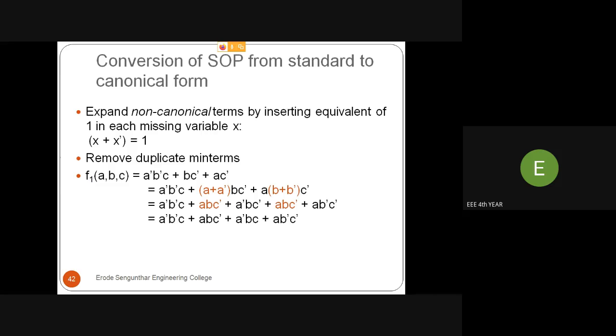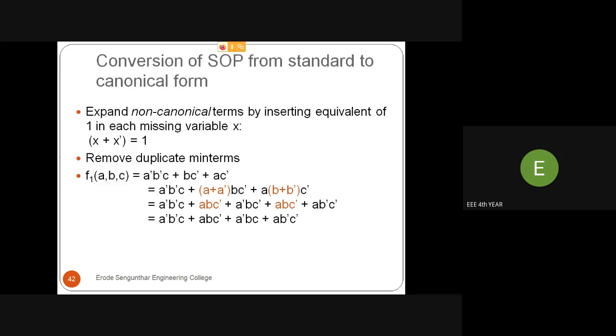So suppose the given expression F1 of a, b, c is equal to a bar b bar c plus b c bar plus a c bar. This is the given standard SOP form. In the sense, we have to convert it into canonical SOP form. Canonical SOP form means all the terms have all the three literals. If F1 of a, b, c has three input variables, then each term must contain all three variables.